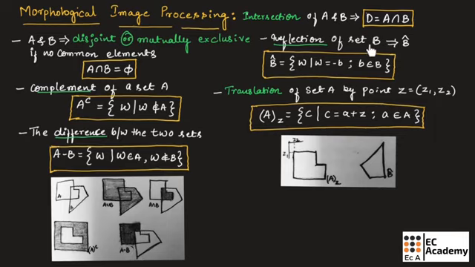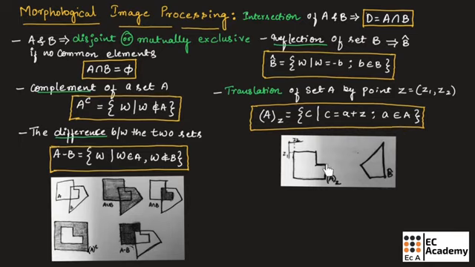The reflection of set B can be represented by B cap. Here B cap can be written as W, where W is equal to minus b, where b belongs to capital B. So the reflection can be represented as B cap is equal to W, where W is equal to minus b. The translation of set A by point Z equal to (Z1, Z2) can be represented as (A)Z is equal to C, where C is equal to a plus z. Here small a belongs to capital A.